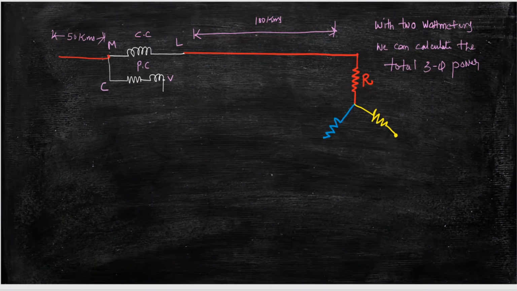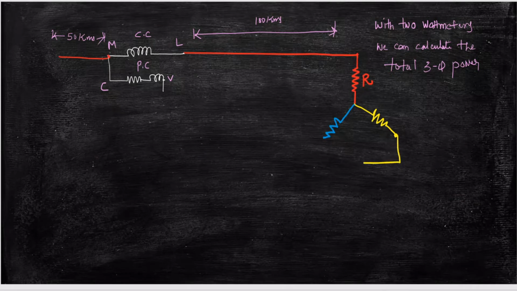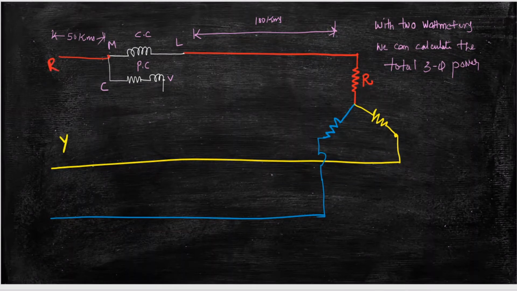Let us see. Suppose this is your Y phase, and this is your B phase. What I have told you is that I need only 2 wattmeters. What I will do is, this is R phase, this is Y phase, and this is your B phase. I will use any one of the phases as a neutral.